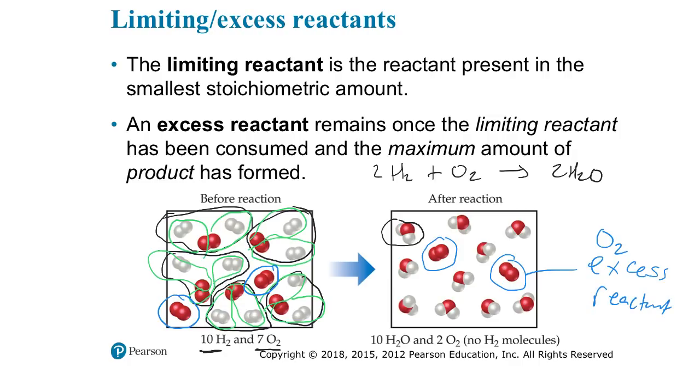Hydrogen's been consumed. It's all gone. I don't see any hydrogens left over. It's all been converted into the products. I have 10 waters that have formed. No hydrogens left over. So H2 is the limiting reactant. Sometimes I call it the LR. And then oxygen is the ER, the excess reactant.